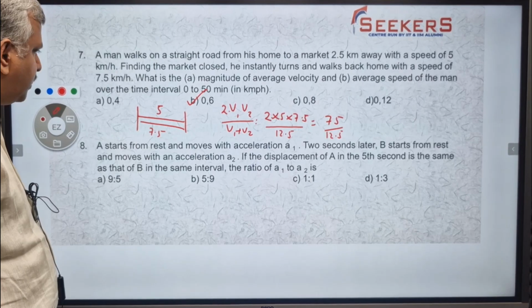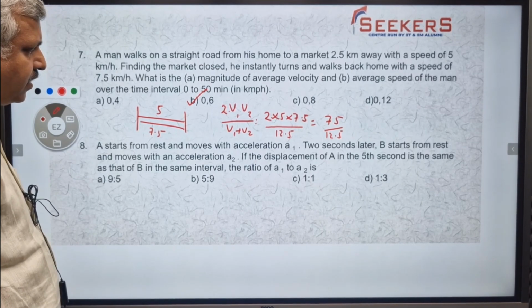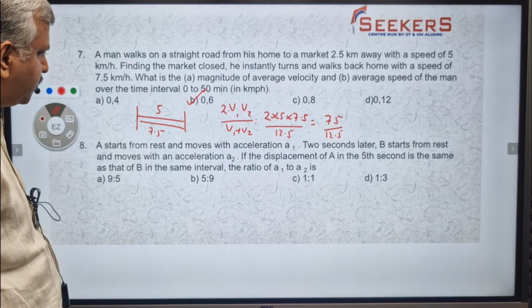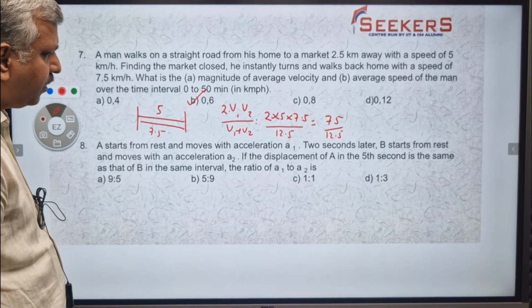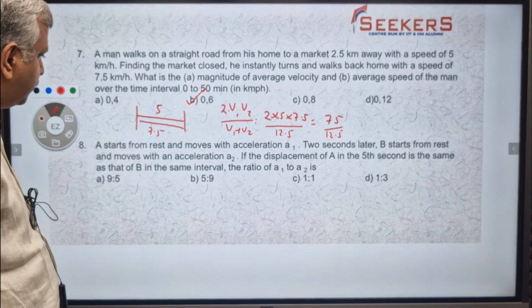A starts from rest and moves with acceleration a1. 2 seconds after, B starts from rest and moves with an acceleration a2. If the displacement of A in the 5th second is same as that of B in the same interval.